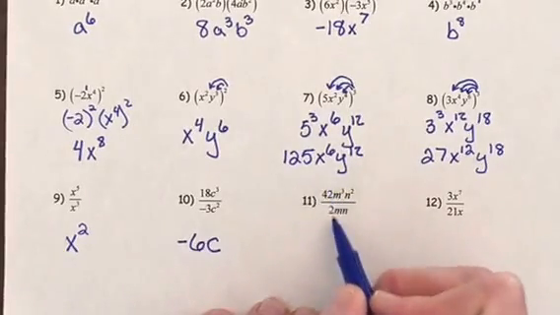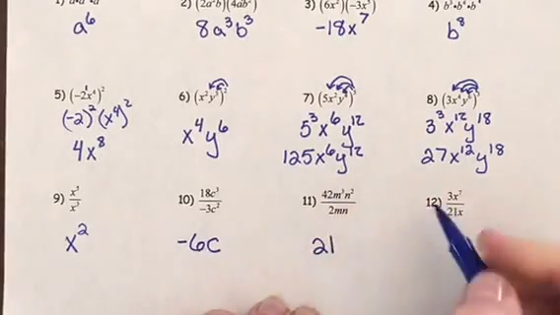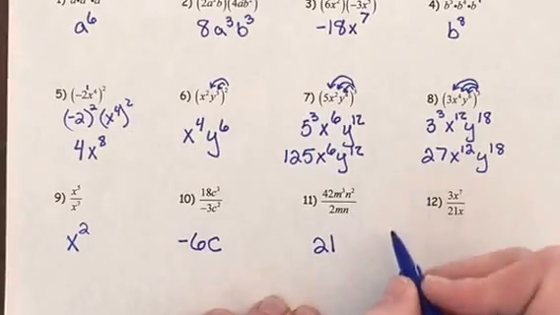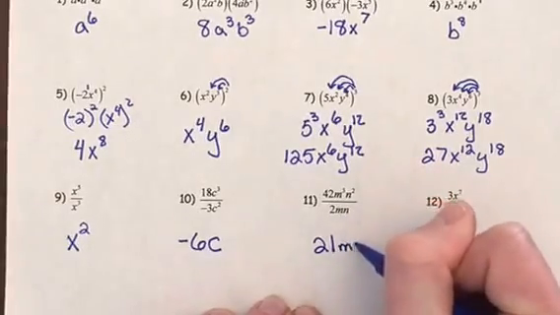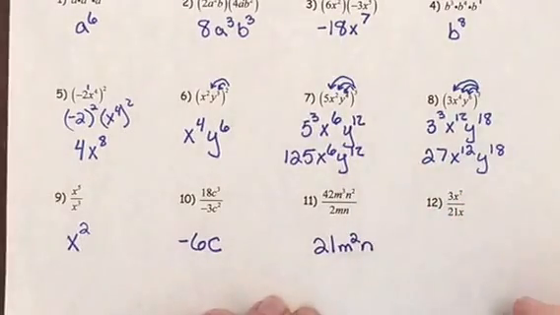Number 11, I'm going to cancel or simplify the coefficients. So 42 over 2 would give me 21. M cubed over m, because I can only cancel when they have the same base, will give me m squared. And n squared over n is just plain n.